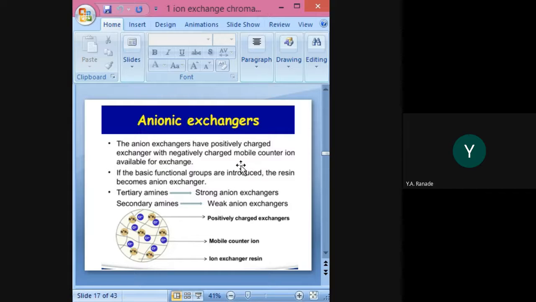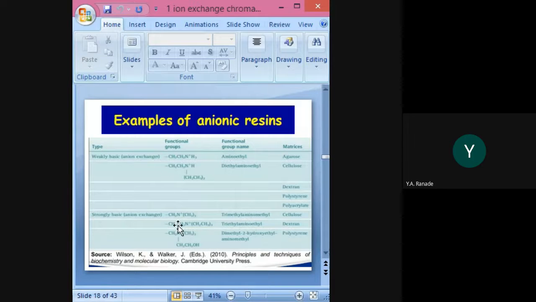Okay, so the biomolecule in this case will be negative in charge, so it will replace the counter ion and take the position of that counter ion, depending upon the valency, the electronic configuration, and the charge which is present on that typical biomolecule. Then these are the examples of the anionic exchanger resin.